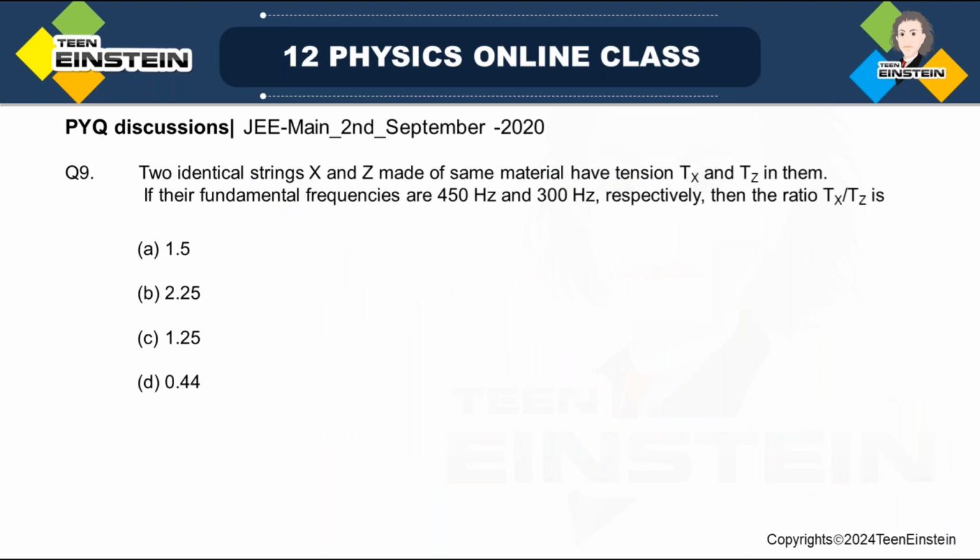Now let us go to the next problem. This is again a very simple problem. It says there are two identical stretched strings. This is wire X, with tension Tx in it, and another wire Y. Suppose another wire Z has tension Tz.